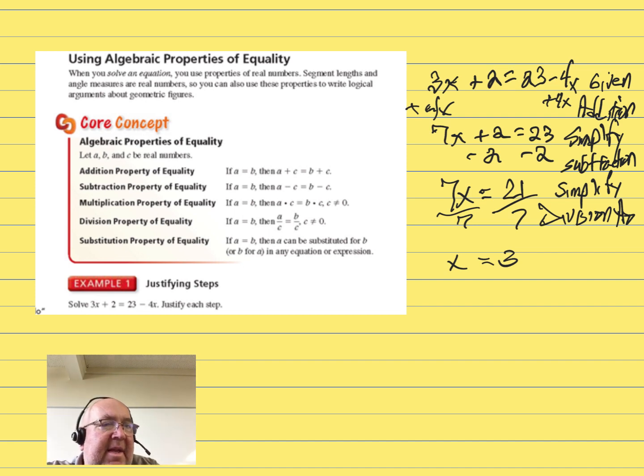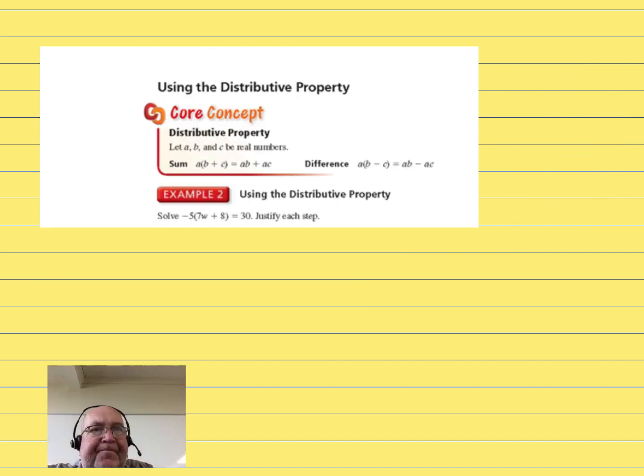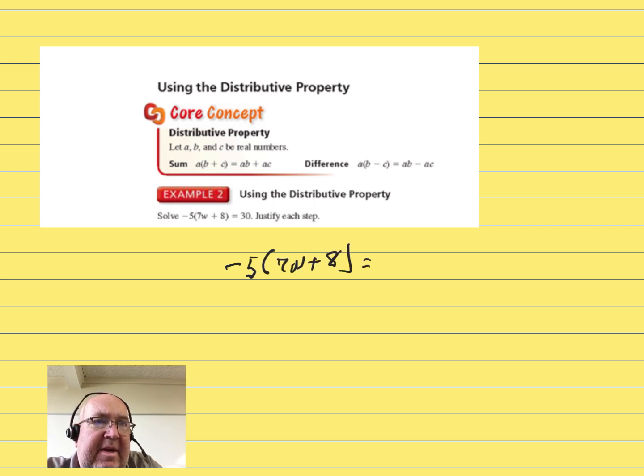Again, this will be written out. They'll talk in words and then give the reason as they go through that. So we have another problem here. We're going to take negative 5 times quantity 7w plus 8 equals 30. That's given to us.